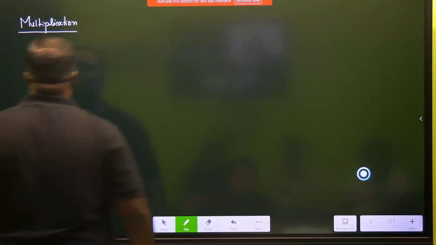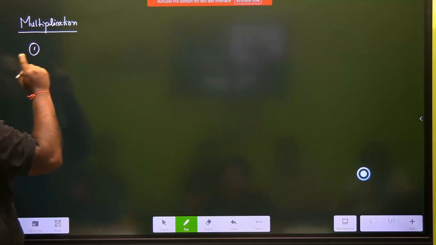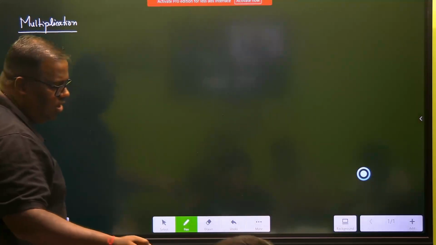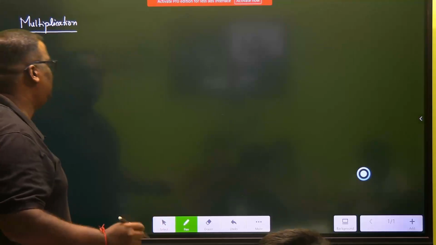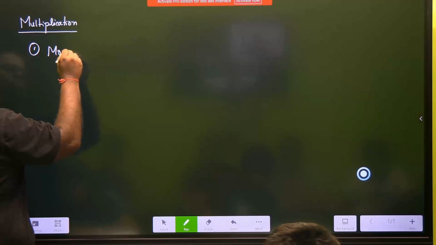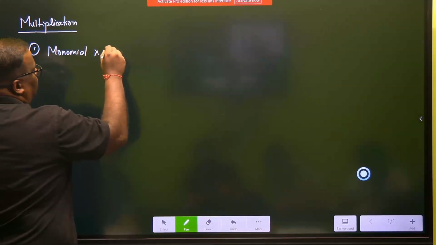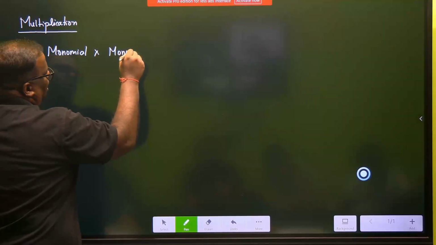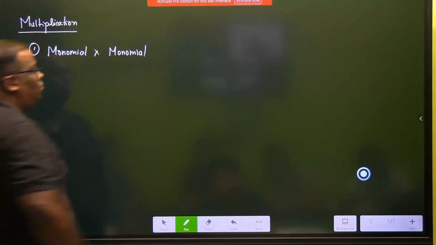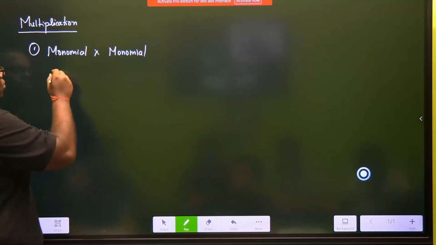Now when we do multiplication, the first type we will see, this part is missing in the new R.D. Sharma or R.S. Agarwal, but in the old one it is there. So I'll give you an exercise from there also. We'll first try to multiply a monomial with a monomial. You know what a monomial is? A monomial is a single term entity, right? So let us do a monomial into monomial.